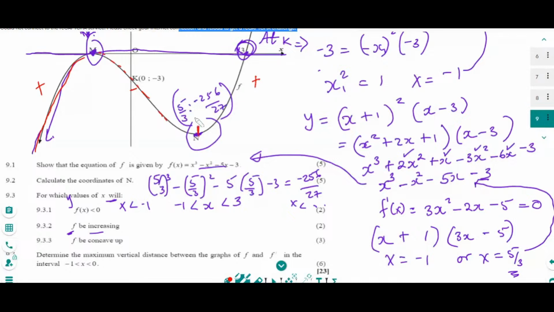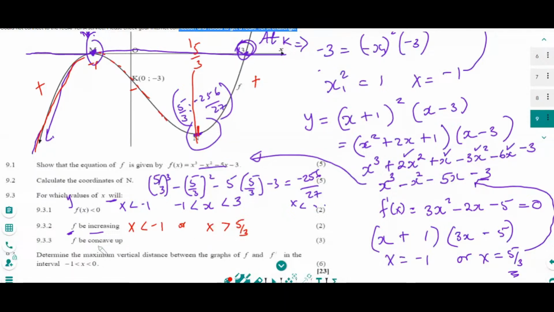So we can look at just the turning points. We say this is 5/3, and then this is -1. So the graph will increase for values of x less than -1, or for values of x that are greater than 5/3. So those are the two intervals that we can use.